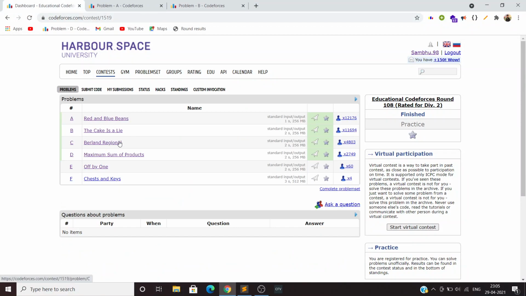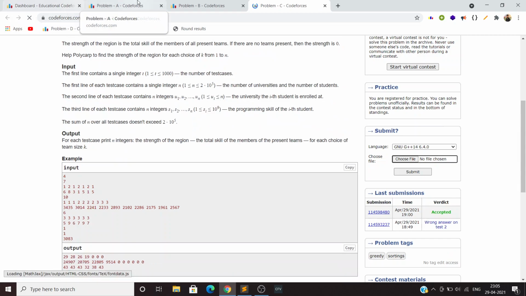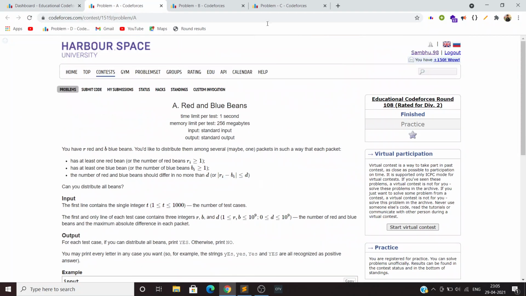For the proof of the formula, after the contest the editorial will be published and we can see it. The editorial is not yet published, I think. No, not yet published.